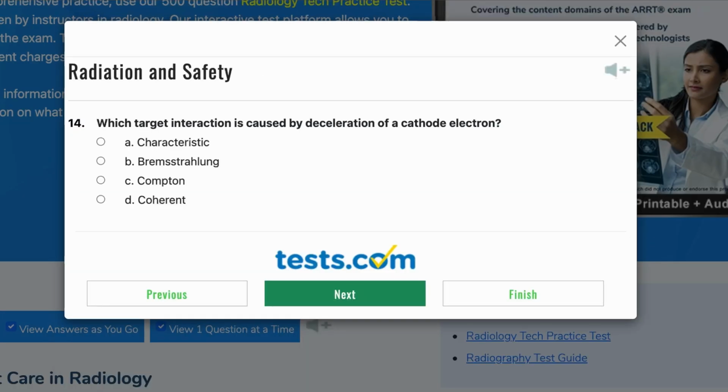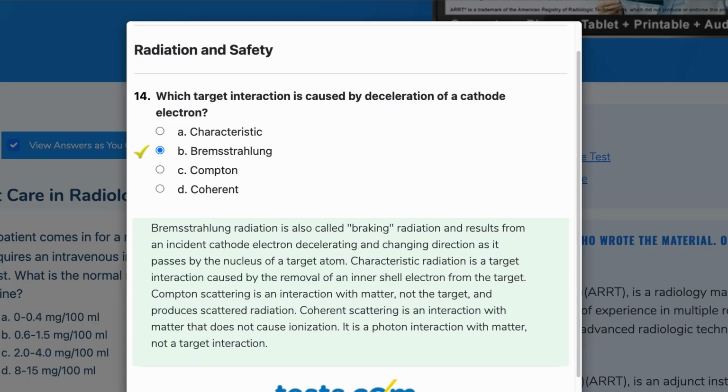Question 14. Which target interaction is caused by a deceleration of a cathode electron? A. Characteristic, B. Bremsstrahlung, C. Compton, D. Coherent. B. Bremsstrahlung. Bremsstrahlung radiation is also called braking radiation and results from an incident cathode electron decelerating and changing direction as it passes by the nucleus of a target atom.